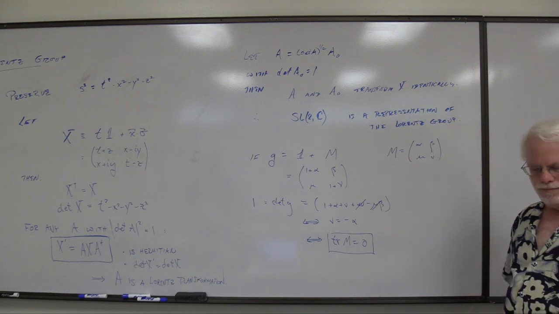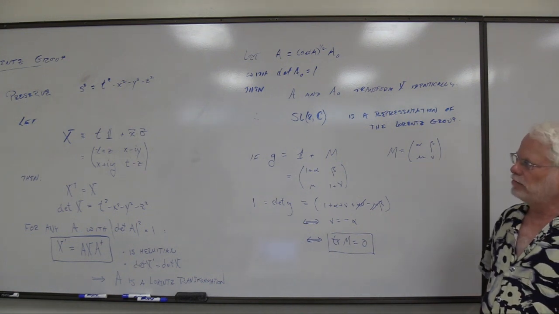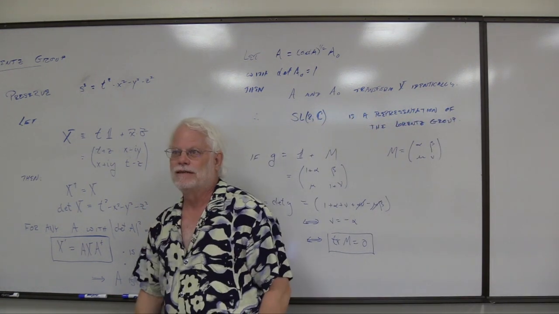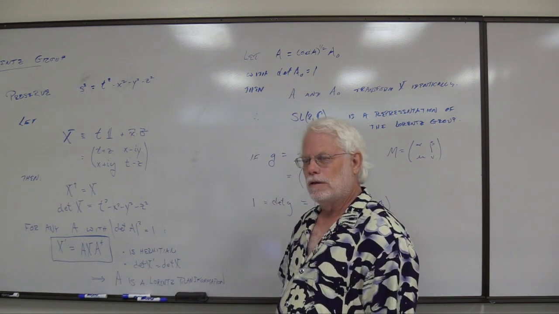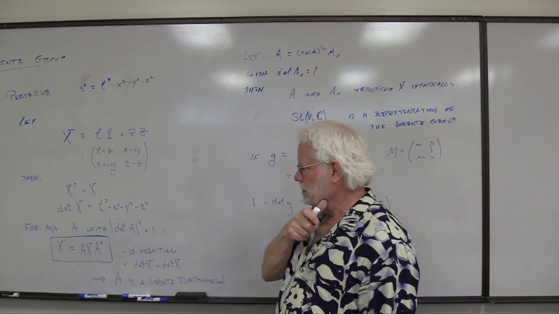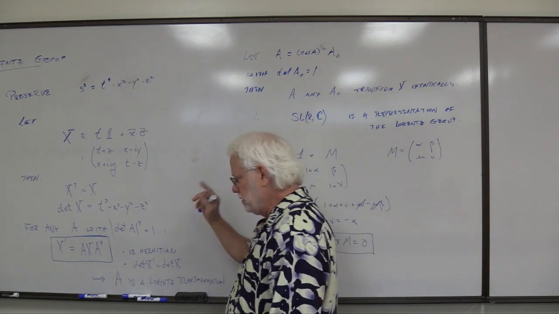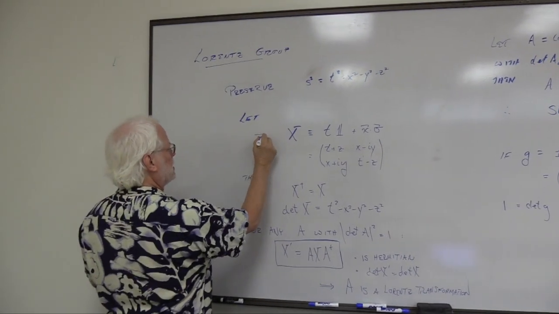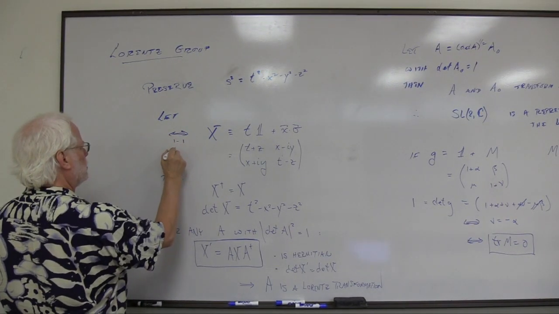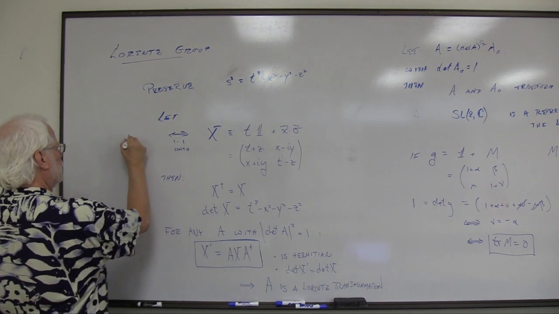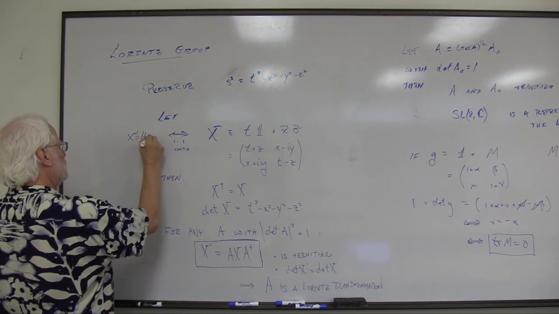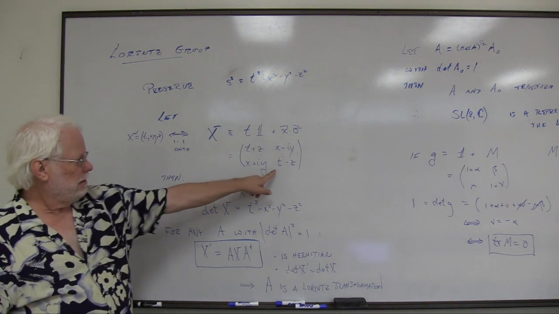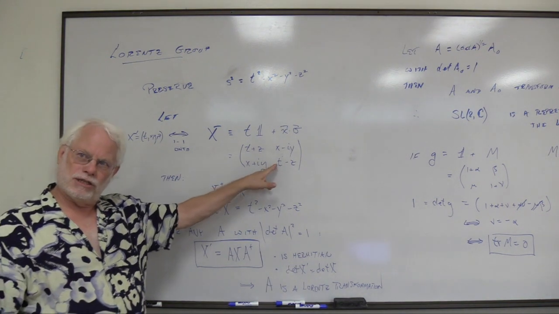Okay, so we start with a Hermitian matrix. Any Hermitian matrix at all can be written in this form, for real numbers T, X, Y, Z. Hermitian means X dagger equals X. X is our representation of a four vector. So this is a one-to-one onto mapping between real four vectors T, X, Y, Z in space-time, and two-by-two complex Hermitian matrices.